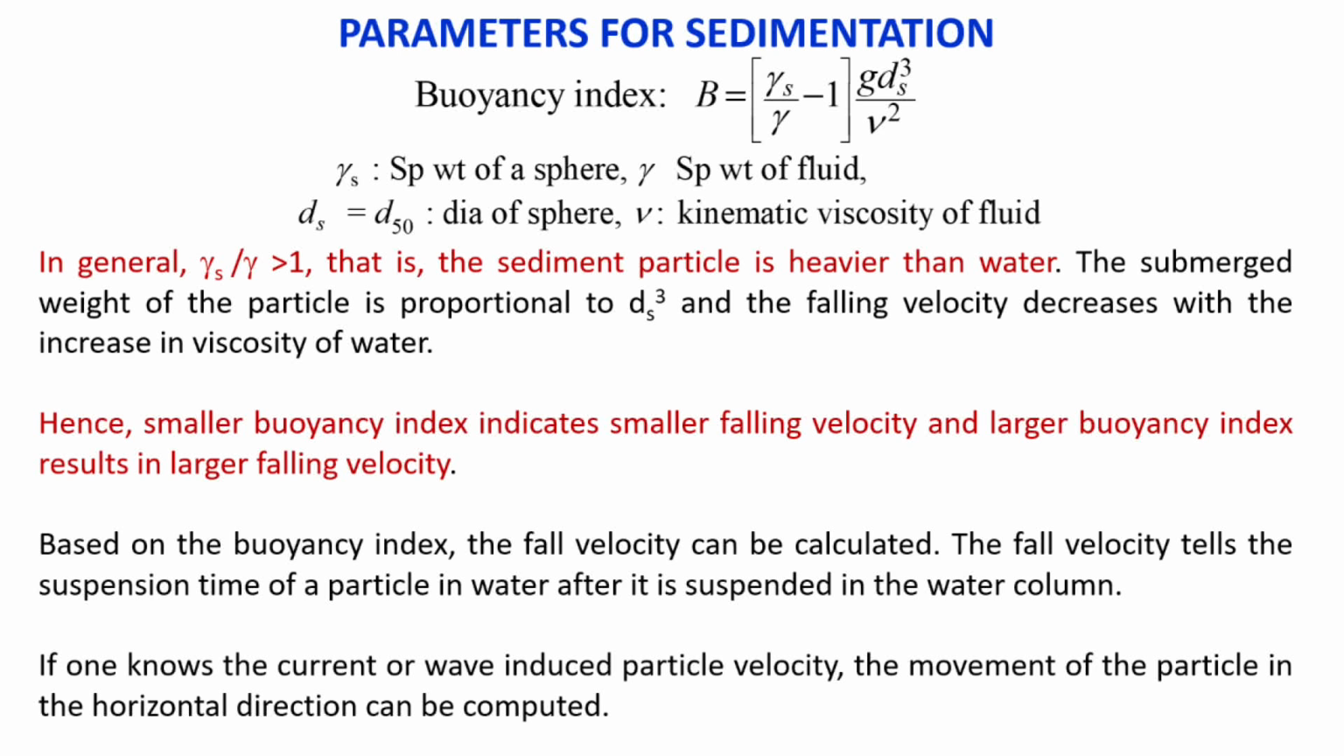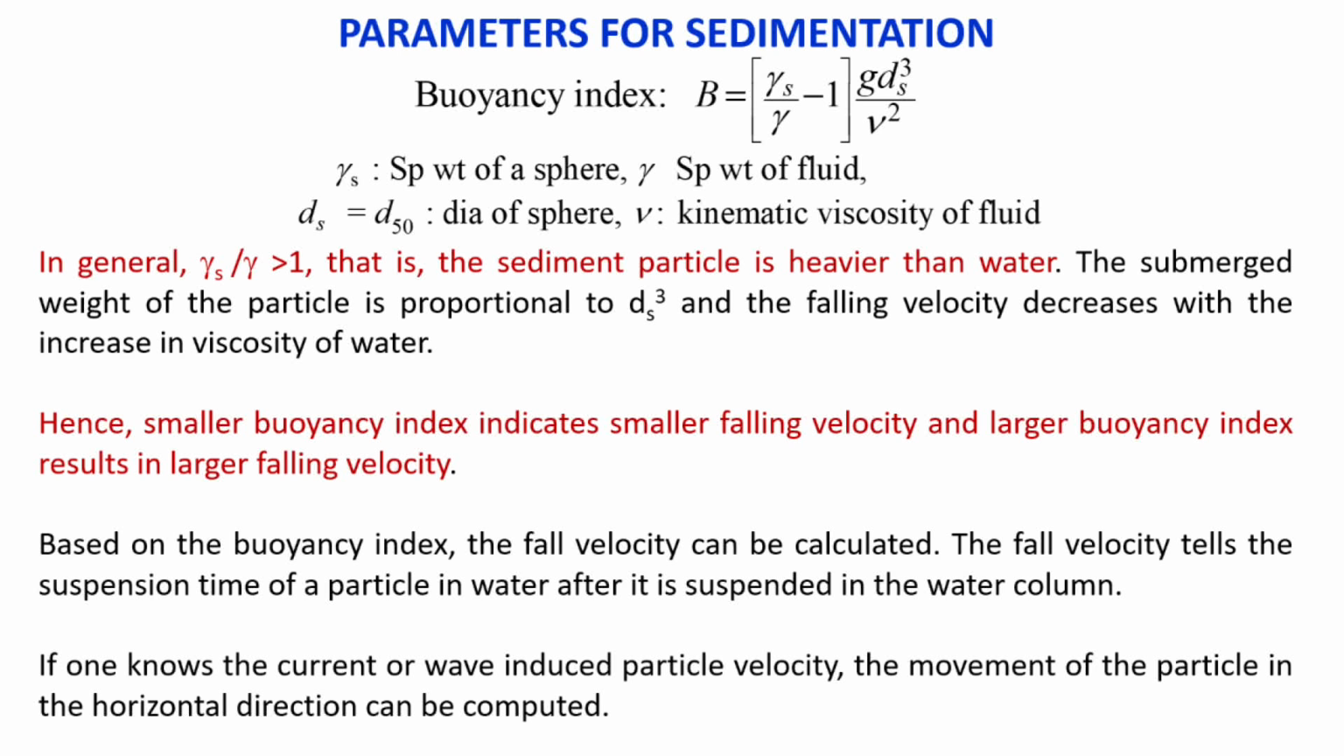What happens? The sediment particle will be heavier than the water. The submerged weight of the particle is also proportional to d cubed, I mean the diameter of the sphere or the d50. And the fall velocity will decrease with an increase in viscosity of the water, that also we know.